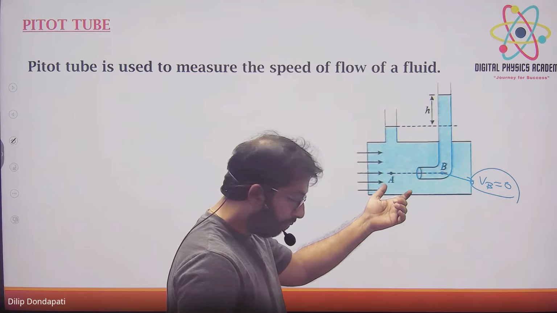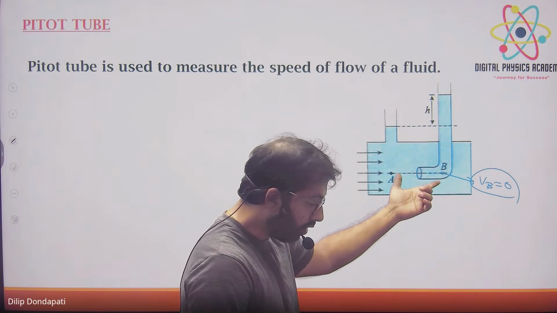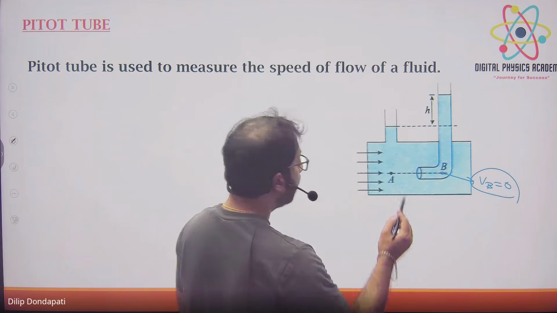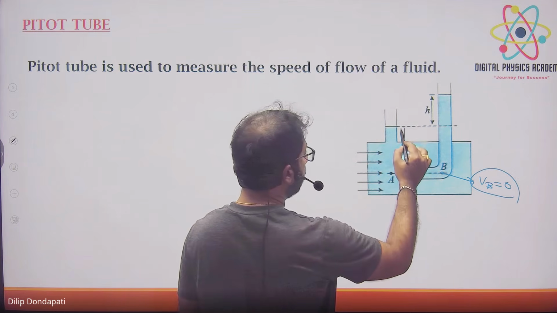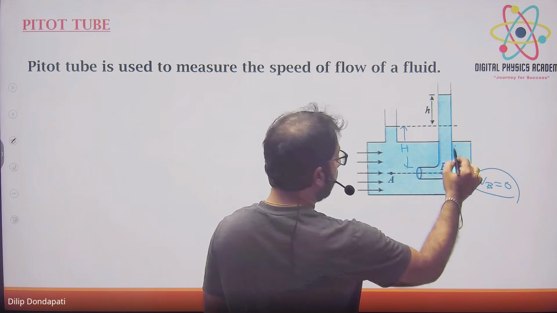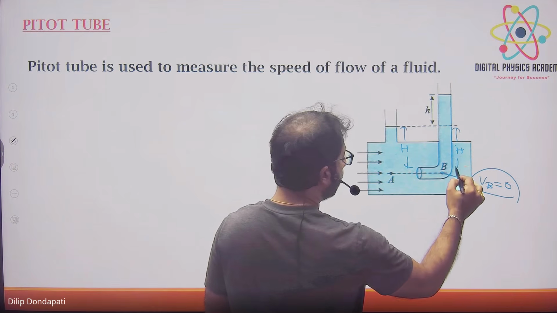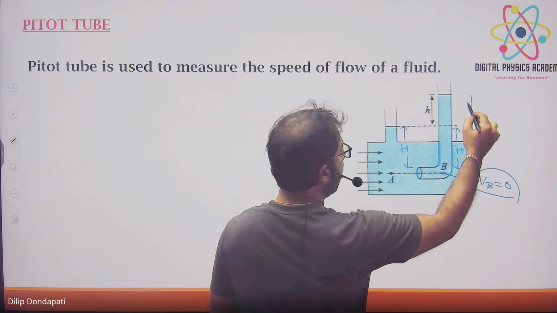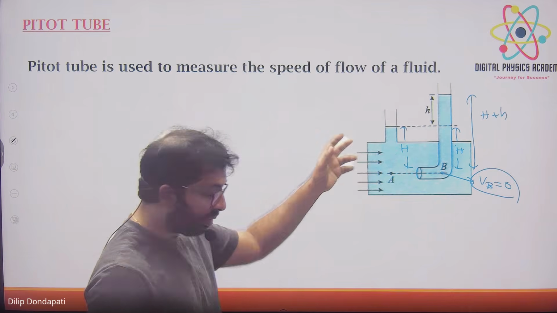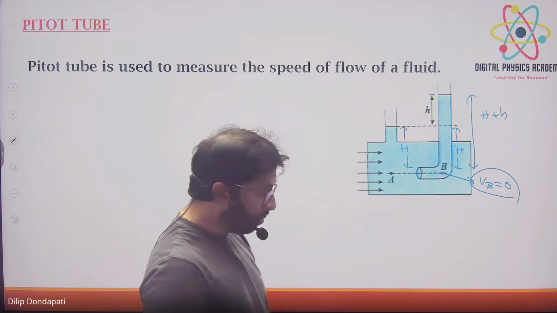Now can you tell me, find the velocity? Can you find this one? Suppose its height is capital H, and this is h, and from here to here is also h, right? Total height will be h plus h. Okay, can you find the velocity, the speed of the particle, by using Bernoulli's?